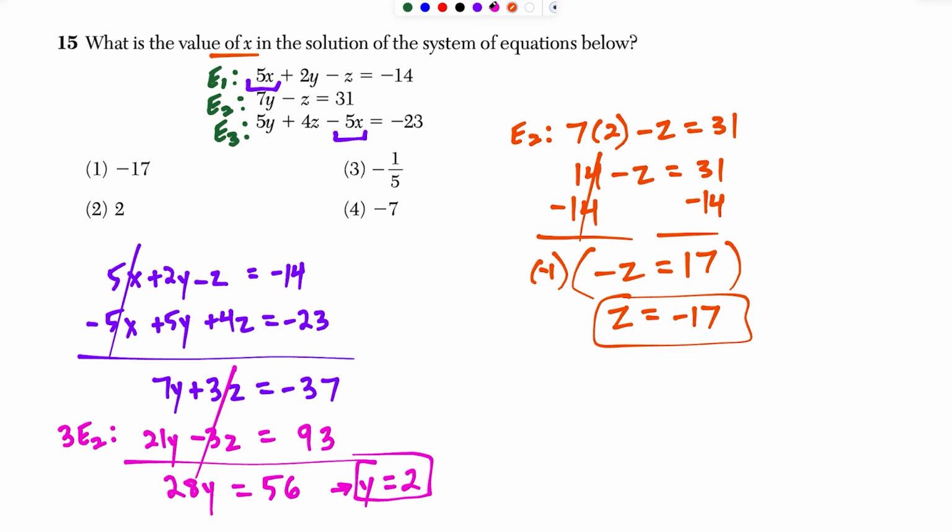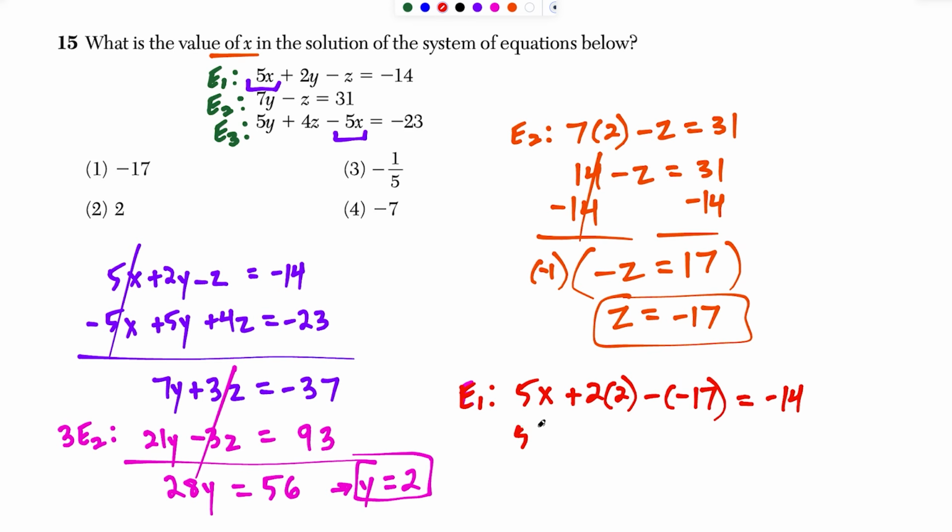We could get the x value just by plugging in. And let's say I plug into the first equation here. So I'm going to go back to equation 1, and let's change colors here. I'm going to plug in: we have 5x, which is what we're looking for, the x term, plus 2 times y is equal to 2, minus z is equal to negative 17, and this all should make negative 14.